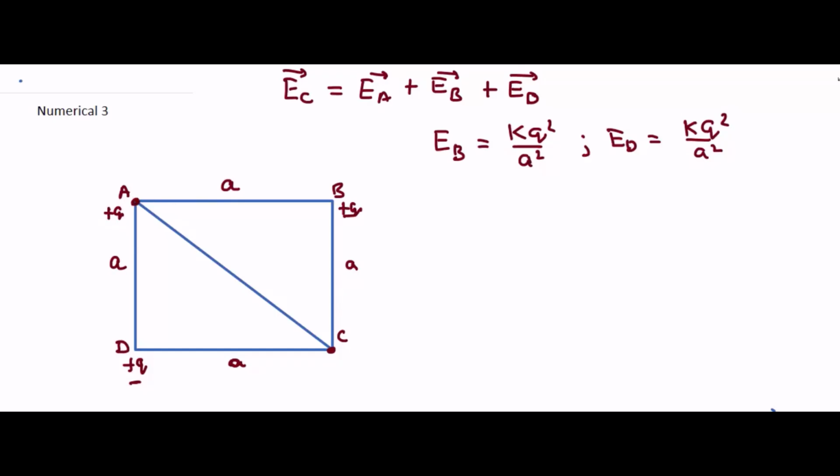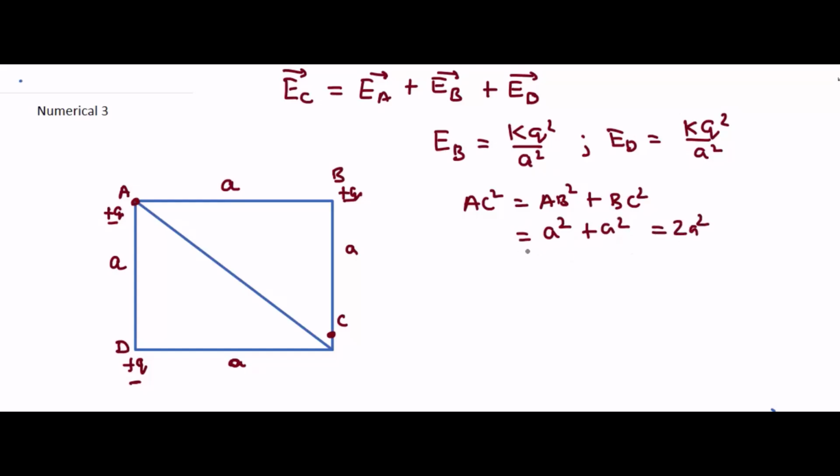As far as the magnitude of EA is concerned, it is having the same magnitude of the charge, but the distance is not same. So let us find out this particular distance AC. Now we know that AC square will be equal to AB square plus BC square. And therefore AC square will be equal to A square plus A square, that is 2A square, and therefore I can write down AC will be equal to square root of 2 into A. So now I know the distance AC.